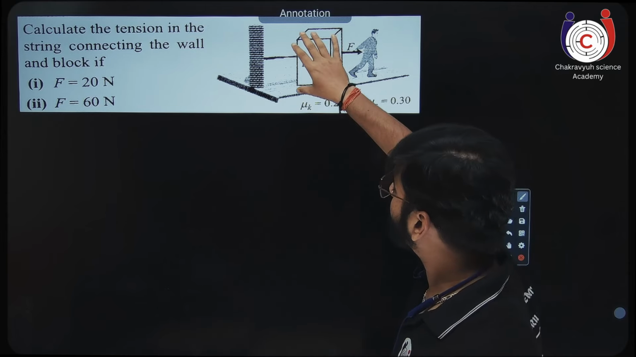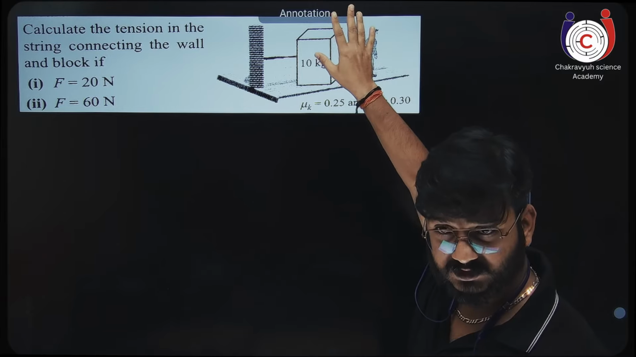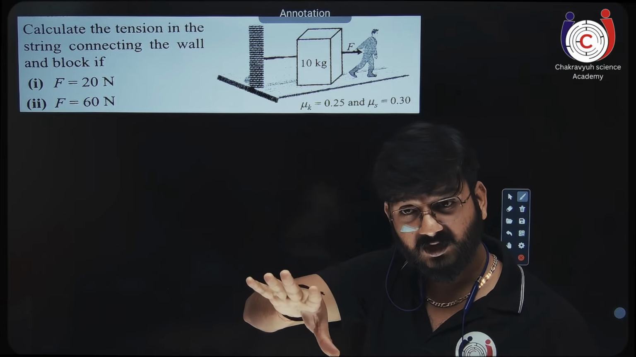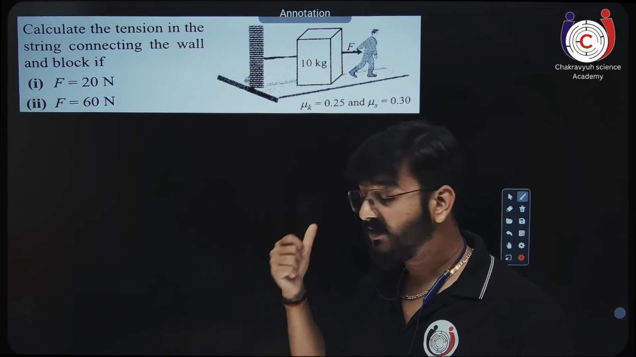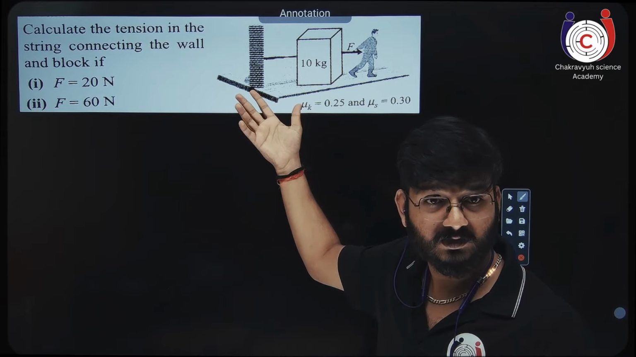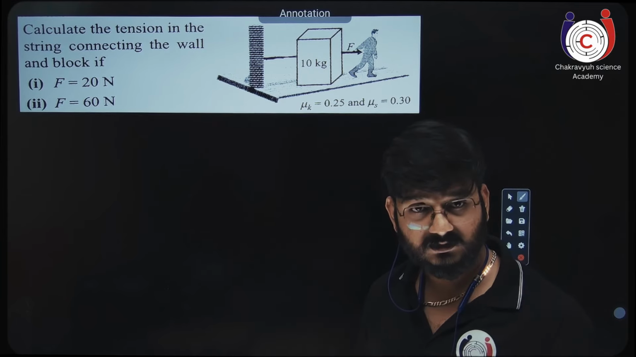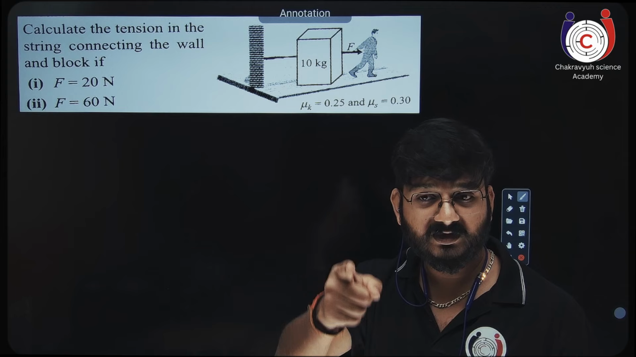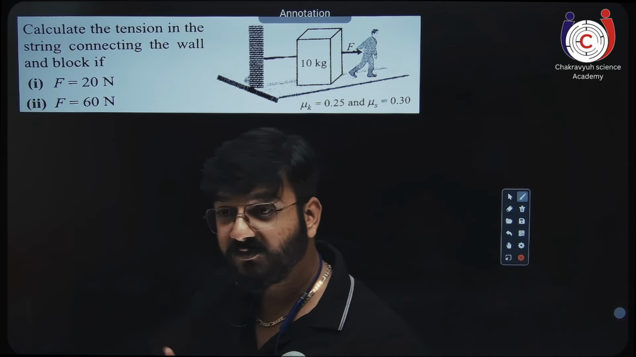The block will not move only. Suppose I apply a force of, suppose, 5 newtons, and the force is not enough to move the block by a centimeter also on the right side. Will the string be tight? No, because if the block is not getting pulled, how come the string will get pulled? If the string is not getting pulled, will there be any tension? No. Okay. So try to feel the question.